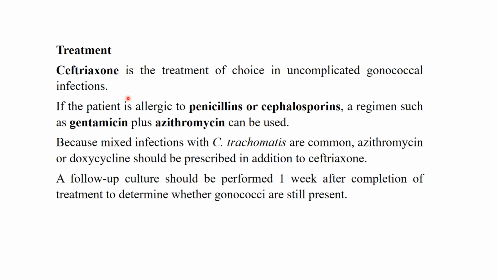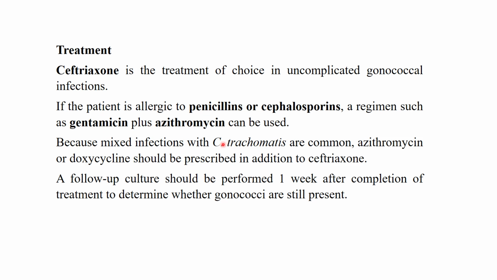Treatment of the gonococcal infection. Ceftriaxone is the treatment of choice in uncomplicated gonococcal infections. Ceftriaxone, that is the third generation cephalosporin. If the patient is allergic to penicillin or the cephalosporin, a regimen such as the gentamicin plus azithromycin can be used. If the patient is allergic to penicillin or cephalosporin, then we can use gentamicin along with the azithromycin.